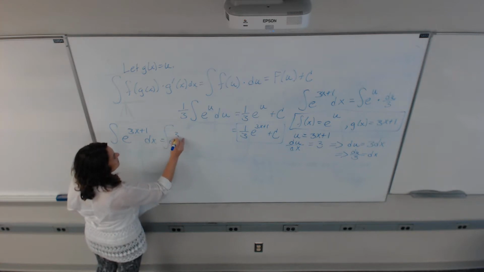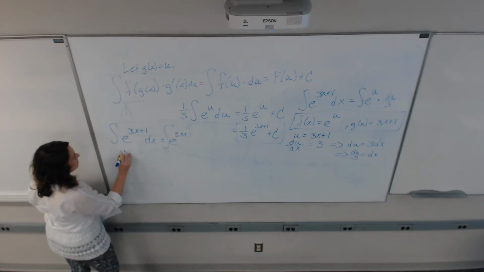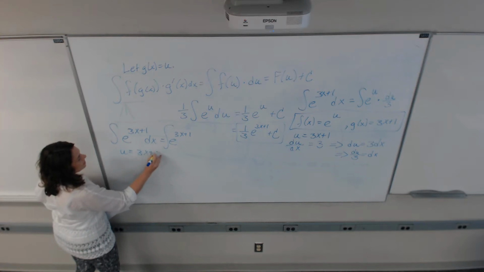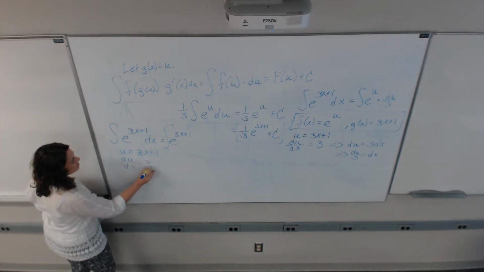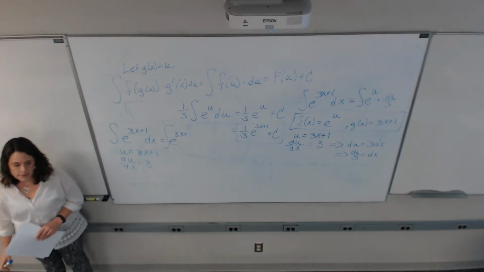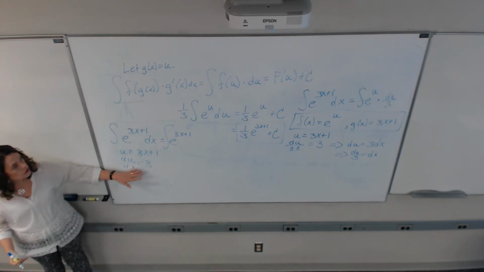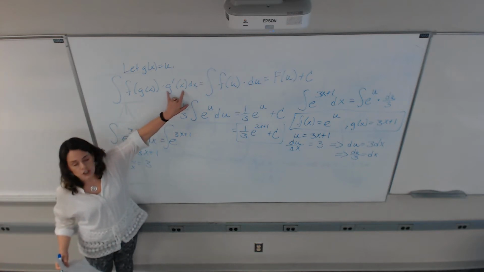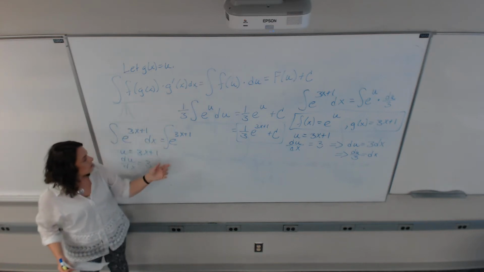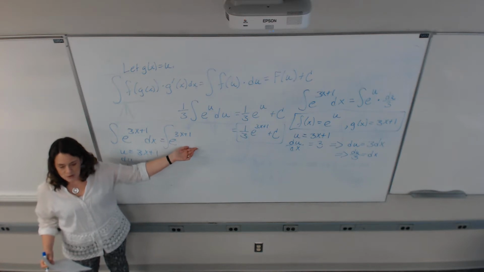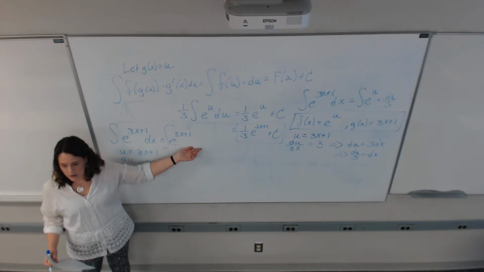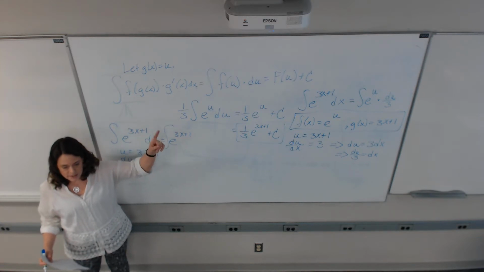And we decided that u was 3x plus 1. So the derivative of that with respect to x was 3, right? In order to do this, I need this g prime of x in there. Do I have a 3 in here? What are the two things you're allowed to do anywhere, anytime, as much or as little as you want? Add 0. Multiply by 1.